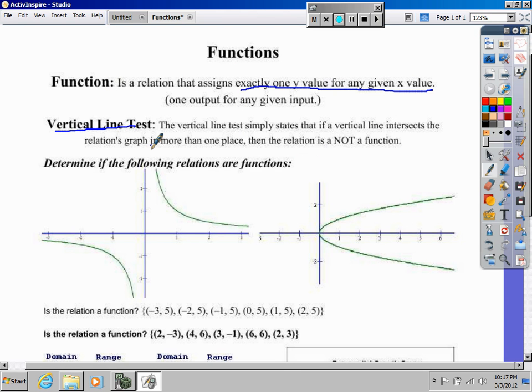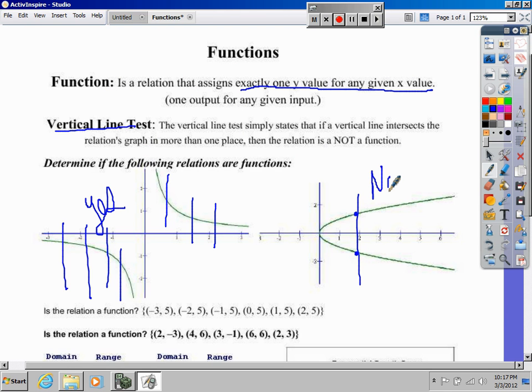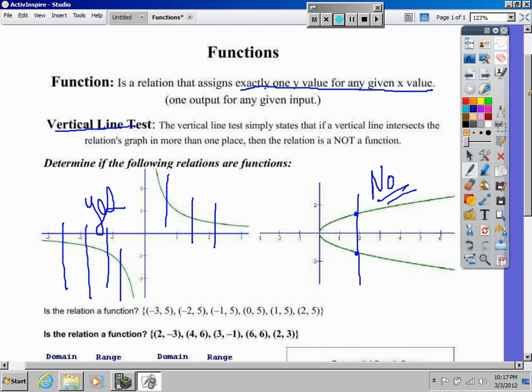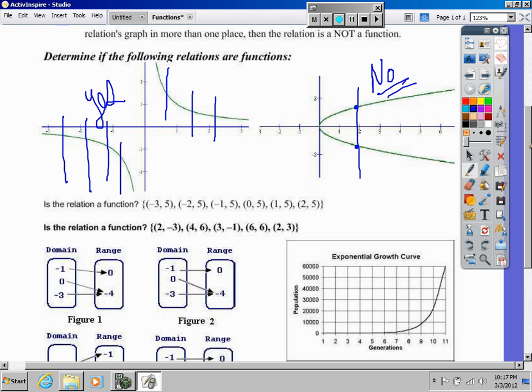The vertical line test simply states that if a vertical line intersects the relation graph in more than one place, then the relation is not a function. So like on this first graph, I draw vertical lines, and you'll notice that I can only cross once. So yes, that's a function. Second one, draw a vertical line. It has two different y's for the same x, so that is not a function. Okay, so graphically speaking, we can use the vertical line test.